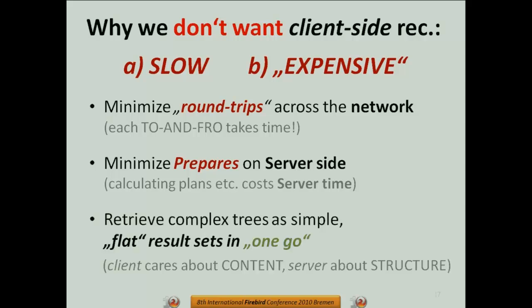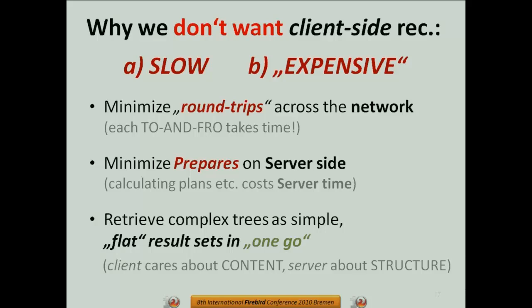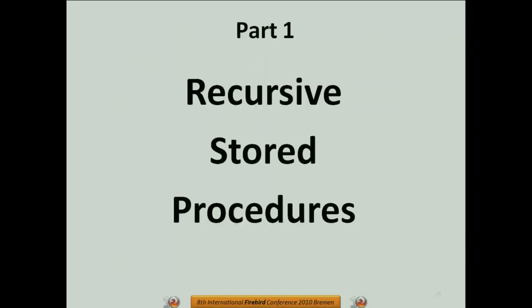But if you just construct every single select, then you have a lot of prepares during the recursion, and this is no good. What we really want, because we're lazy programmers, is to not care about the recursive stuff on our client side. We just want the result set in a recursive way, as fast as possible, and as flat as possible, and if it's somehow possible, just in one go. So this means, again, separation. The server cares about the structure of the tree, and we just care about the content we get back.